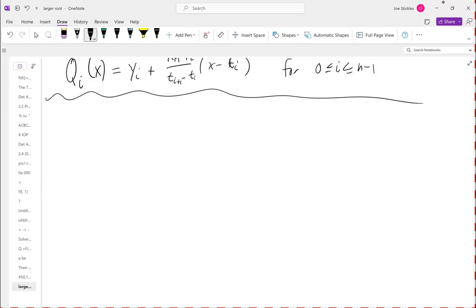Okay. Well, we get some of them for free, right? One of the conditions is those continuity conditions at the knots. We need to make sure q_{i-1} of t_i equals q_i of t_i, and this will be up to n minus 1. How many equations are there? And we have n of them, right? So there's n equations.